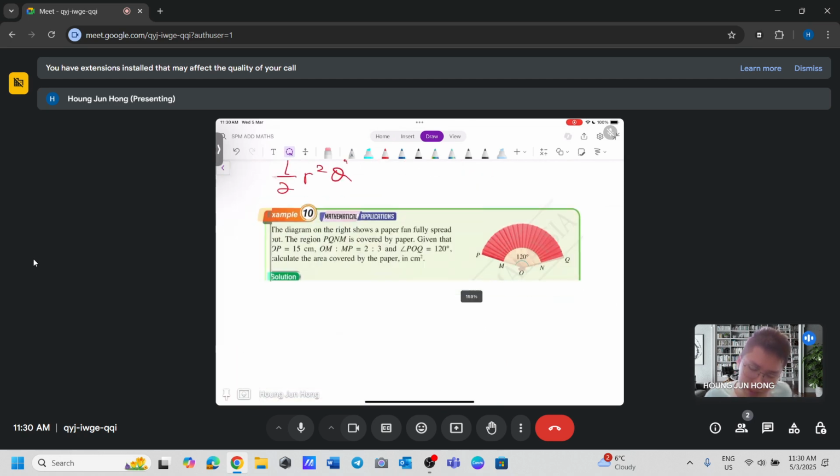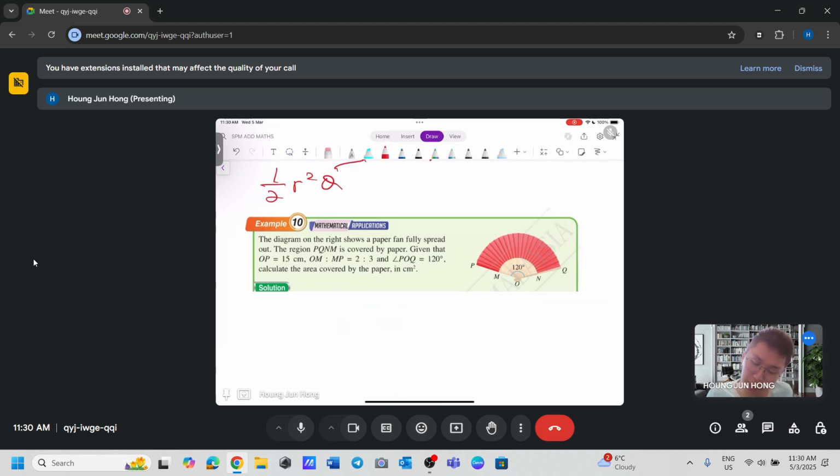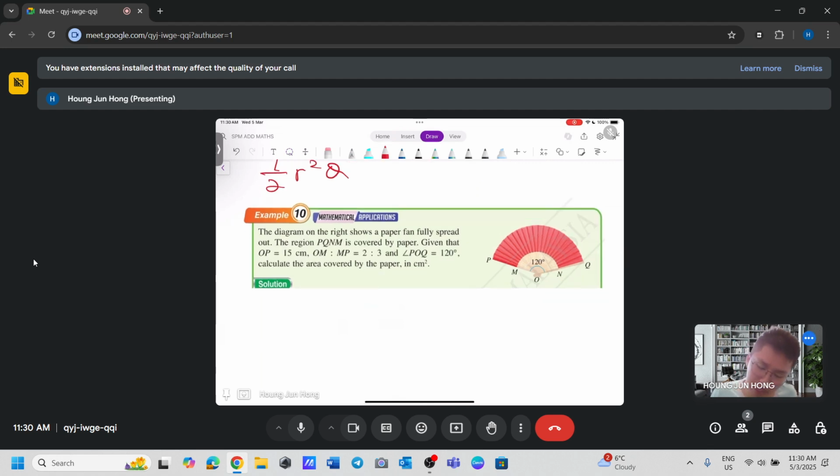Okay, so for this question, first of all, let's write down everything we have. This is a paper fan, and then P, Q, and M. This is a region. The red region is covered by paper. OP is equal to 15. OM to MP is a 2 to 3 ratio. And then angle POQ is 120 degrees. Then they want you to calculate the area.